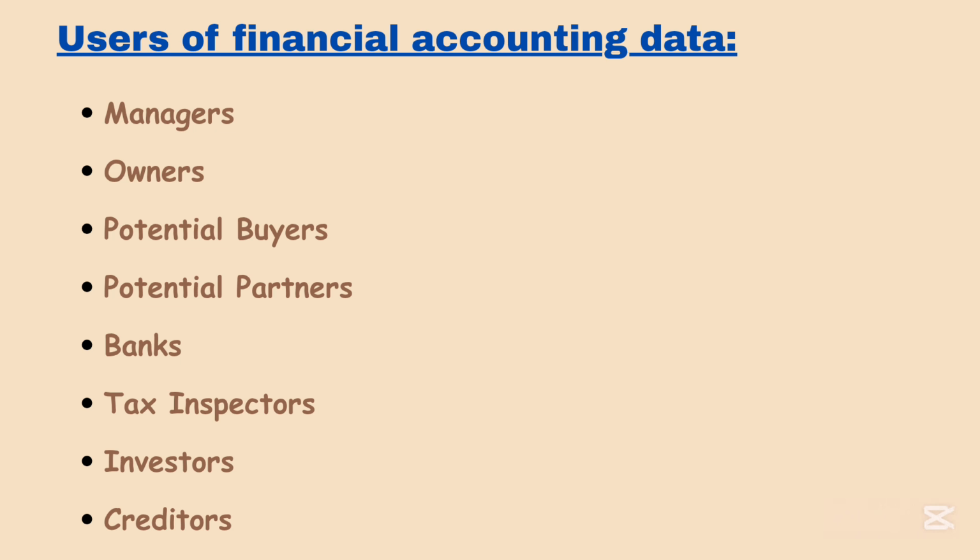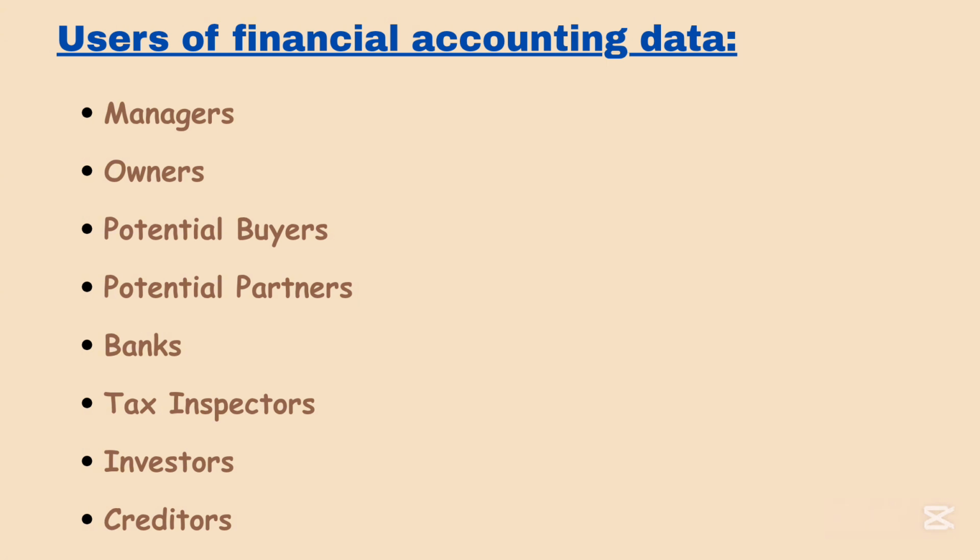Now, let's take a look at who uses financial accounting data and why. Managers use this data for everyday decision making, helping them track the business's progress and status. Owners rely on financial data to assess performance and make well-informed decisions. Potential buyers review the data to evaluate whether they want to buy the business. Potential partners look at the financials to understand the business's health before entering any agreements.